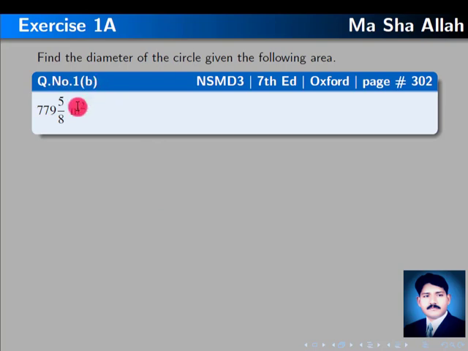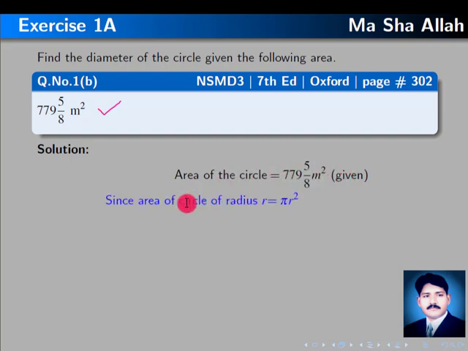Now the B part of this question is, here we have to find the diameter of the circle whose area is given. The area of the circle is equal to 779 and 5/8 meter squared, which is given. We have to find the diameter of the circle. First of all, we find the radius of the circle. As we know, the area of a circle of radius r is equal to pi r squared. That is, a circle having radius r, its area is equal to pi r squared.